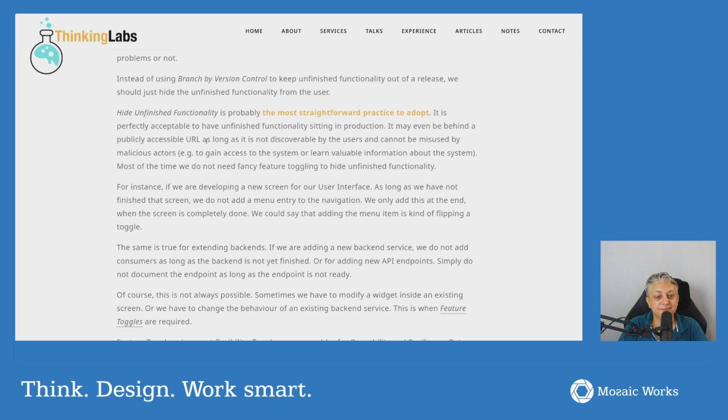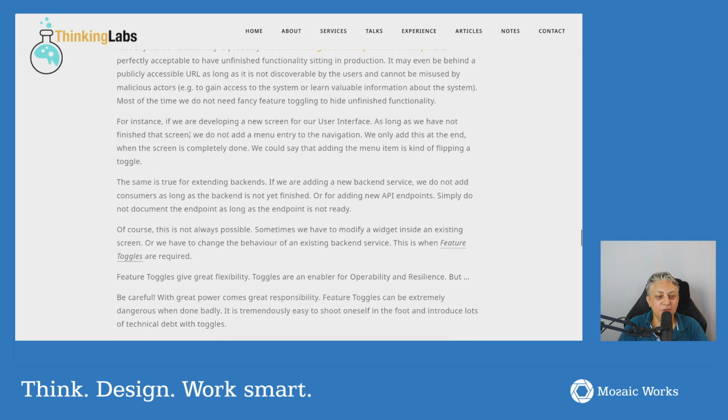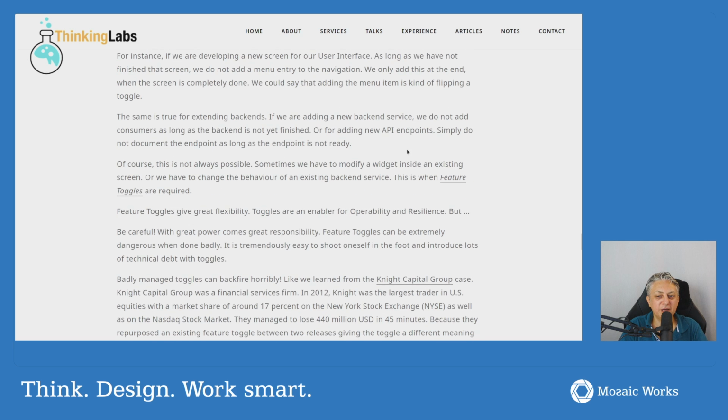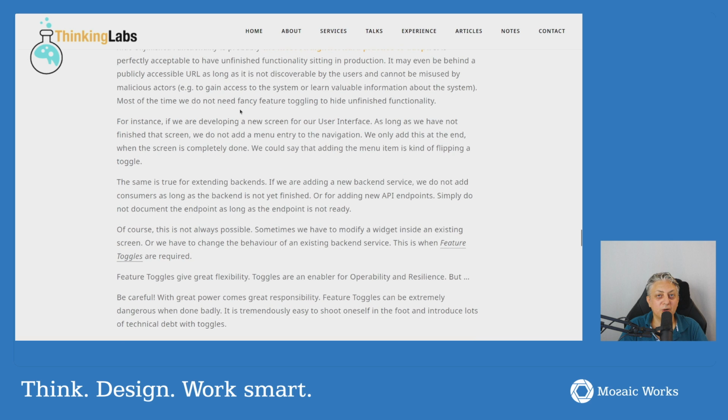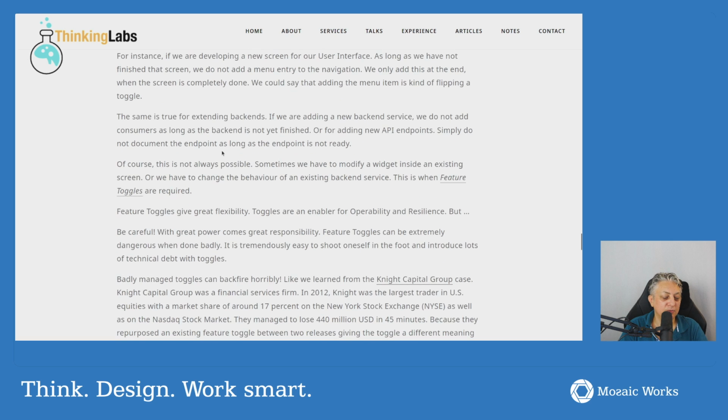Yeah, not so sure. For instance, if we are developing a new user interface, as long as we have not finished the screen, we do not add the menu entry to the navigation. We only add this at the end when the screen is completely done. We could say that adding the menu item is kind of flipping a toggle. That's true. Okay. But once again, because of security things, I would want that to be protected.